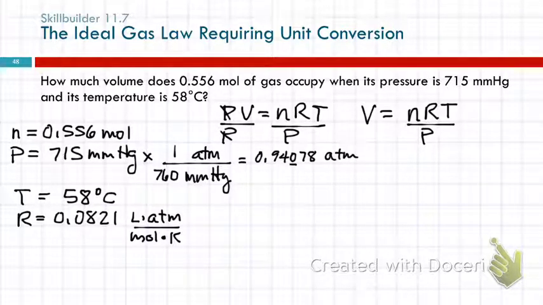The temperature was given in Celsius. We need to convert that to Kelvin by adding 273. So 58 plus 273 is 331 Kelvin.